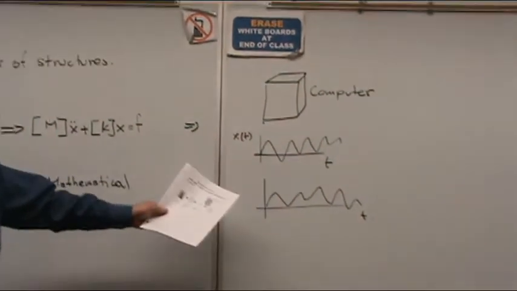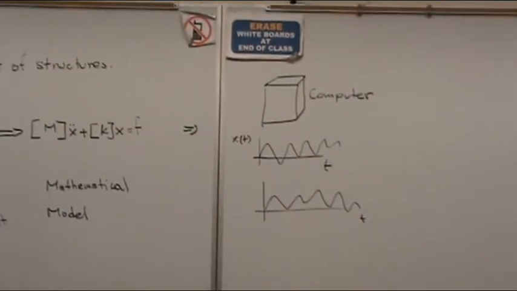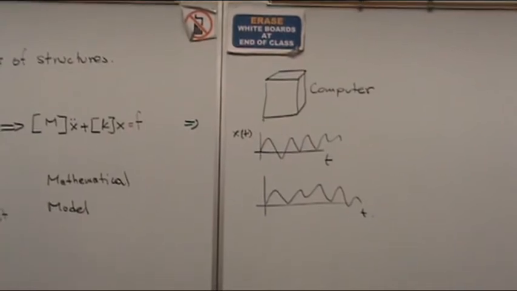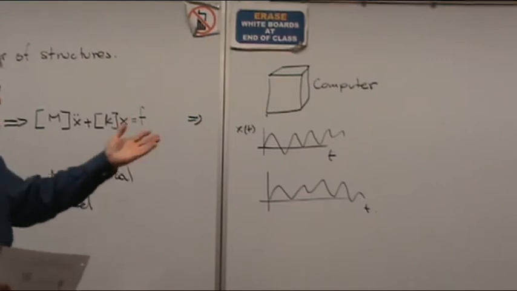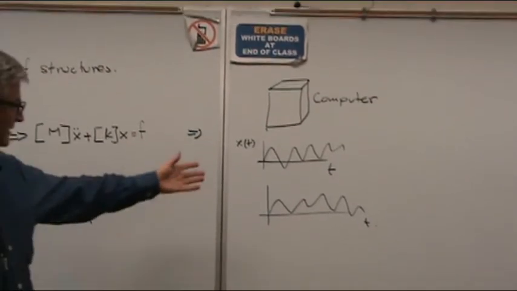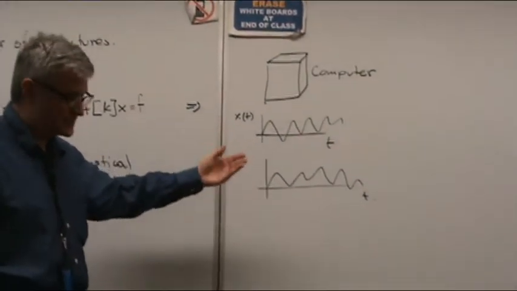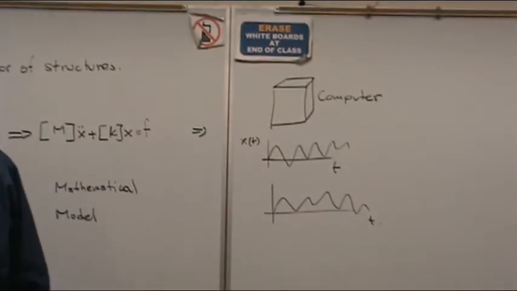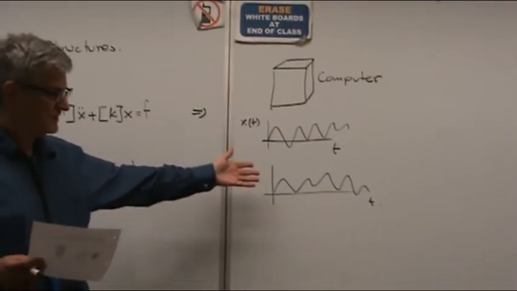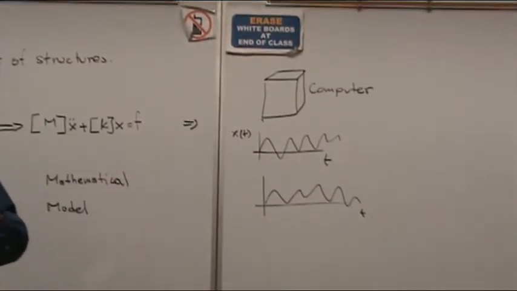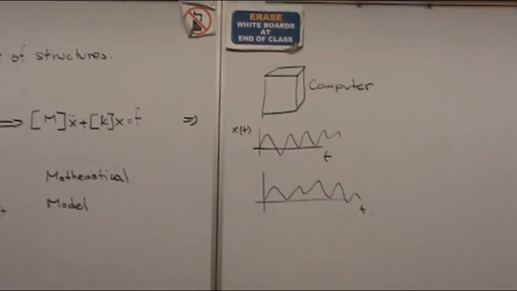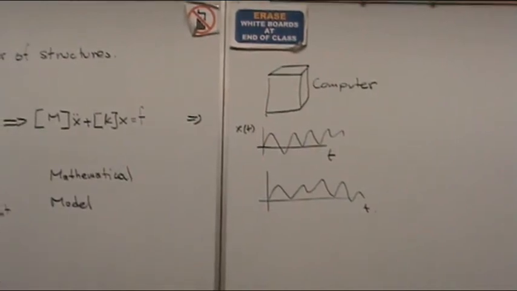Okay, now what do we do with these results? Mainly, we want to check if the system has acceptable behavior. So one way to do that is to calculate the stresses and see if the stresses are acceptable. If they are not acceptable, then you have to change the system. So you change the system, you change this model, you repeat the analysis until the performance becomes acceptable.